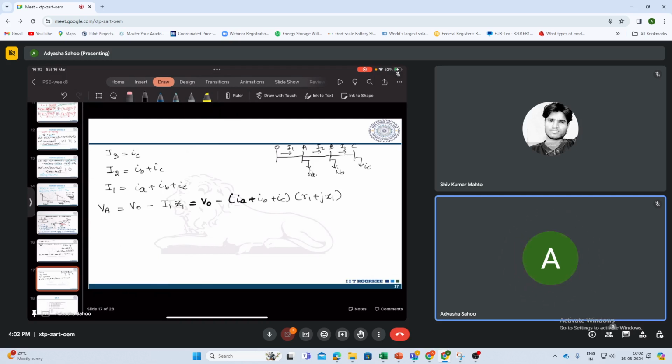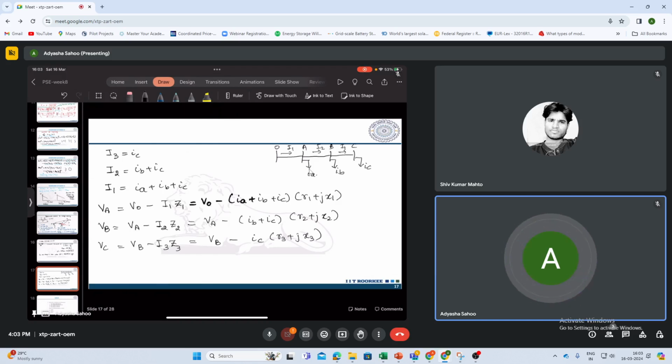And what about VB? VB is VA minus I2 Z2. So that is VA minus I2, which is IB plus IC, times R2 plus jX2. And VC is VB minus I3 Z3. So that is VB minus IC times R3 plus jX3. So like this you can calculate the voltages at the points VA, VB and VC.